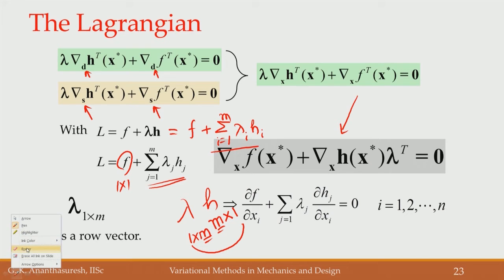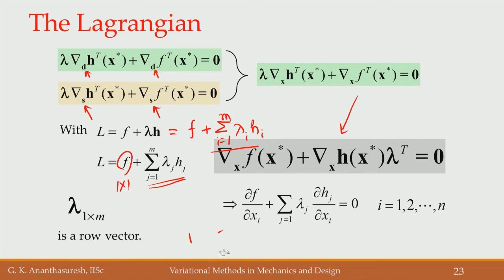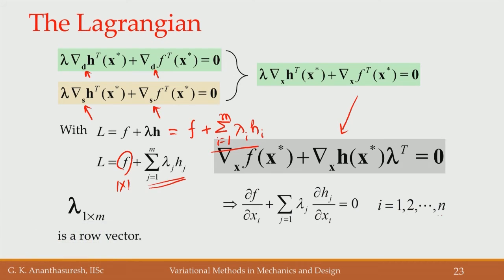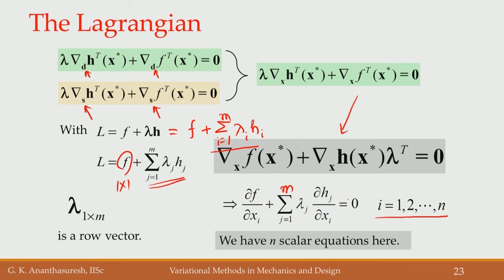Let me erase a few things so you can see this clearly. So, what we have here is that, for i equal to 1 to n, we have dou f by dou xi plus summation j equal to 1 to m of lambda j dou h j by dou xi equal to 0, and that becomes the necessary condition. Here again we have to count how many equations we have.